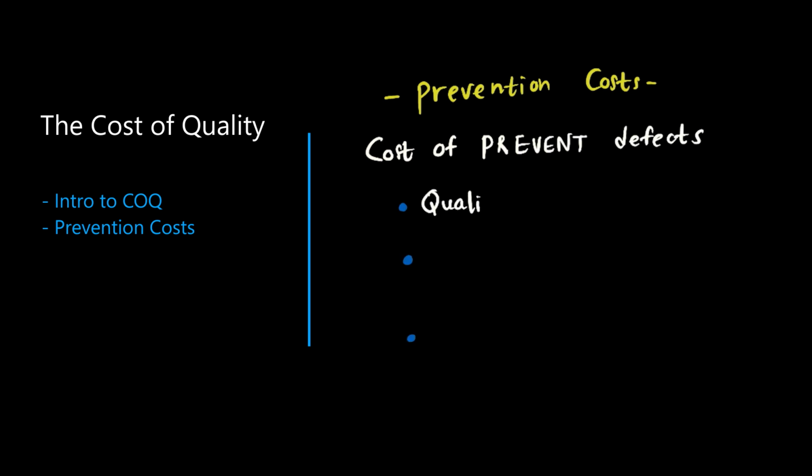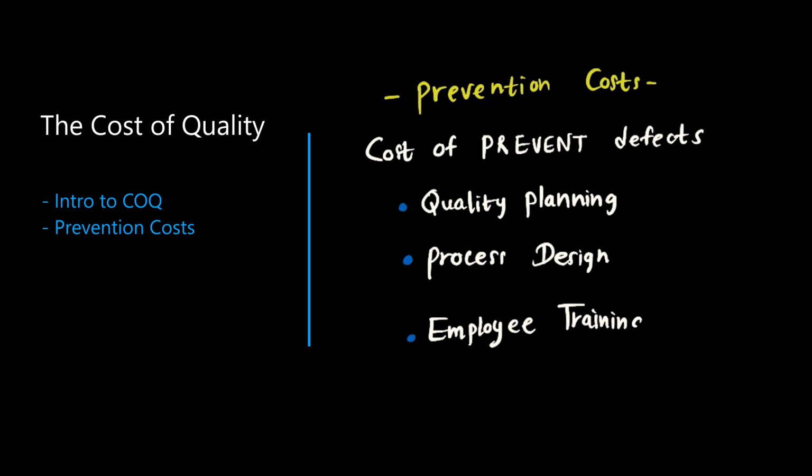This is the money you spend to prevent defects from ever occurring. In our house analogy, this is the cost of hiring a good architect to create a solid blueprint, the cost of training the construction crew on the latest building codes, and the cost of planning the project carefully. In a business setting, it's employee training, quality planning, and process design.